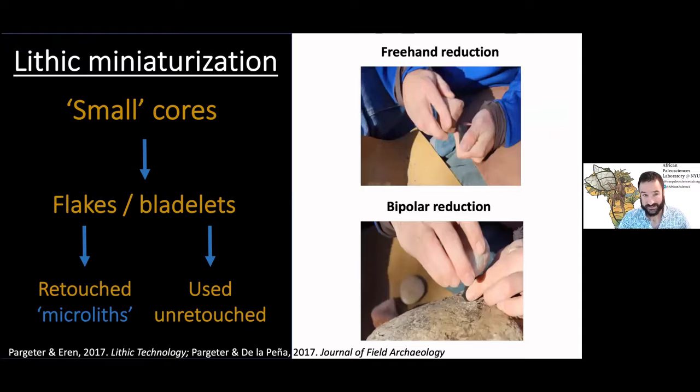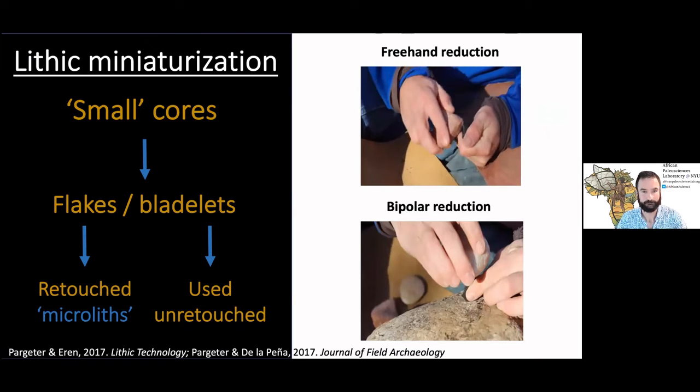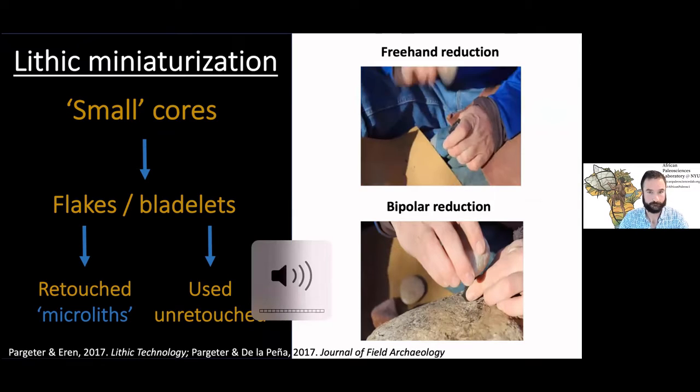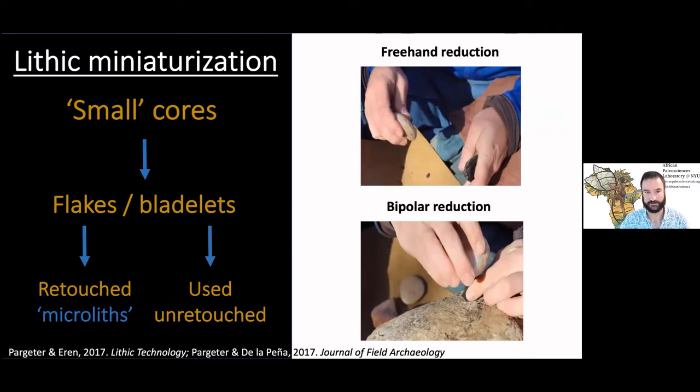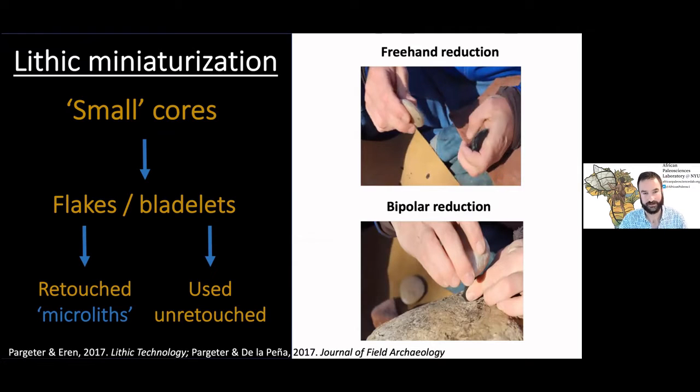Now, there are lots of different ways to miniaturize toolkits, to go small with technology. These are two examples, and I'll show you a quick video of each of them. The first is called freehand reduction, where you actually hold a nodule of rock in your hand. And this is kind of how it works. So you can see it's a complex process. Your hands are in danger all the time, and you have to know exactly where to hit.